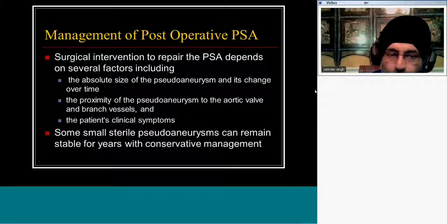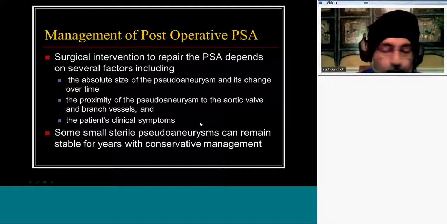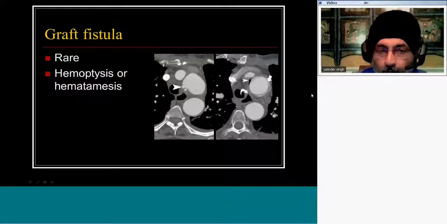Management of these PSA can be controversial. It depends upon several factors: the absolute size of the PSA and its change over time, how close it is to the aortic valve and the branch vessels, and more importantly, whether the patient is clinically symptomatic or not. Sometimes a small PSA, even if it's enhancing, can remain stable for years, especially if you look at the angiographic data. It is not an uncommon finding to see contrast slowly leaking outside around the aortic graft, and these patients can obviously be managed conservatively.